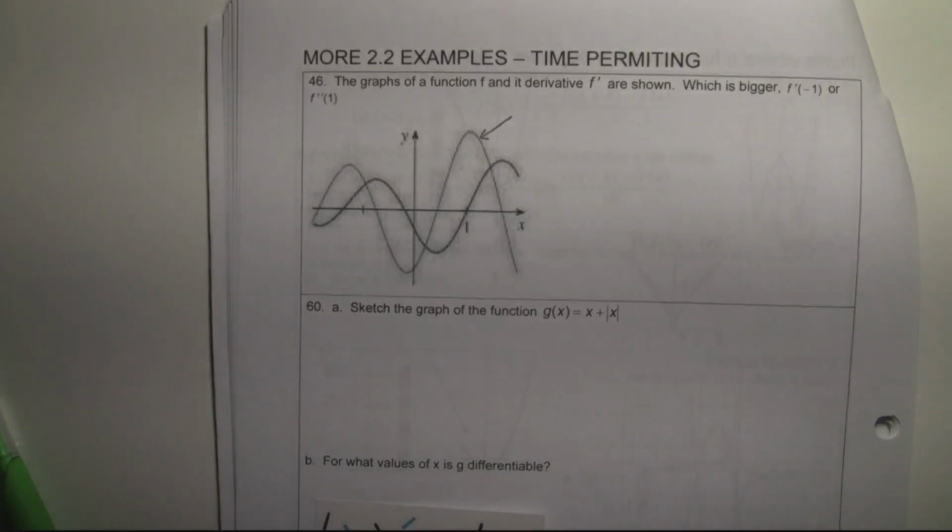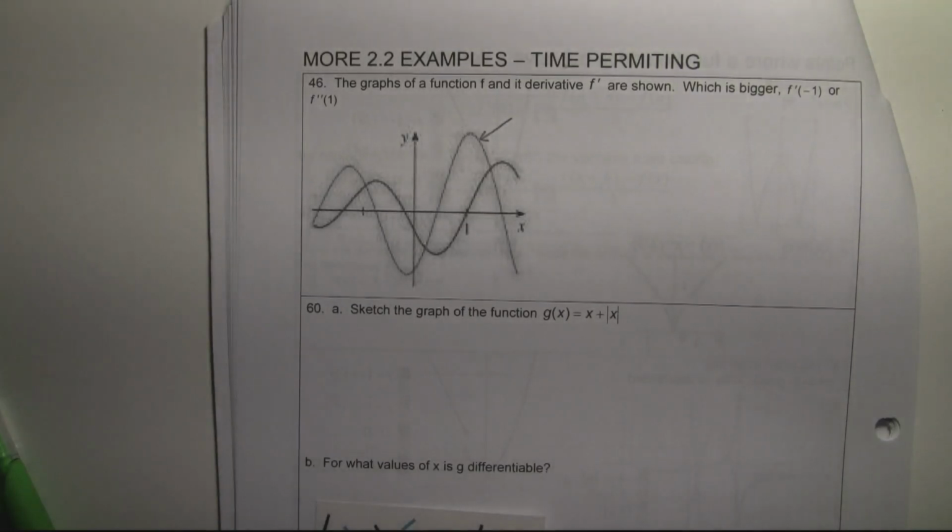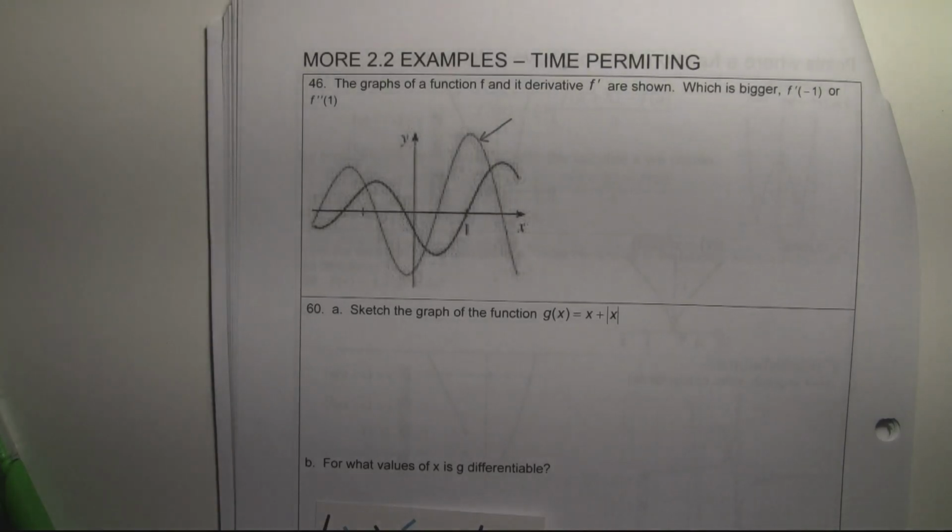So the graph of the function f and its derivative f prime are shown. Which is bigger, f prime at -1 or f double prime at 1? The first time that I saw this question, there's three of them, 45, 46, and 47, out of your textbook, I have to admit, I read it like 3 times. And then I finally realized, okay, the first thing you have to do is decide which one's f and which one's f prime. And so that's what we're gonna do.